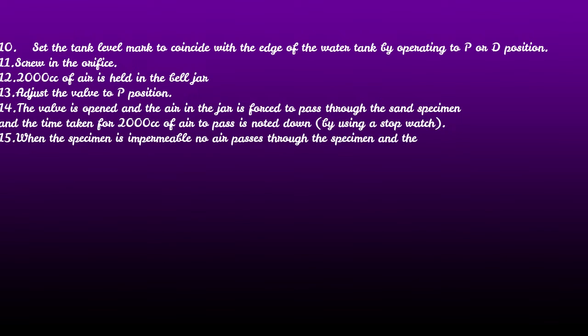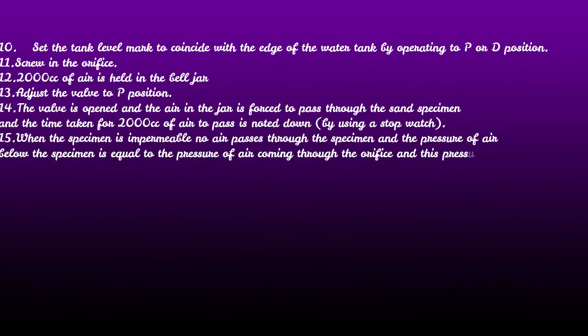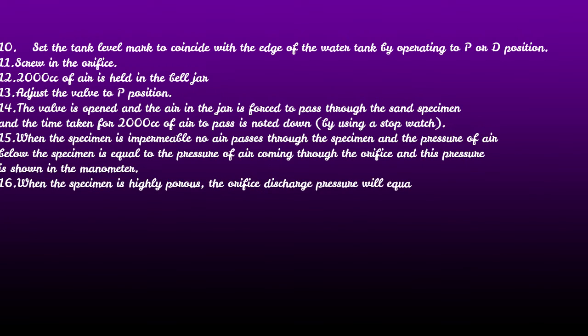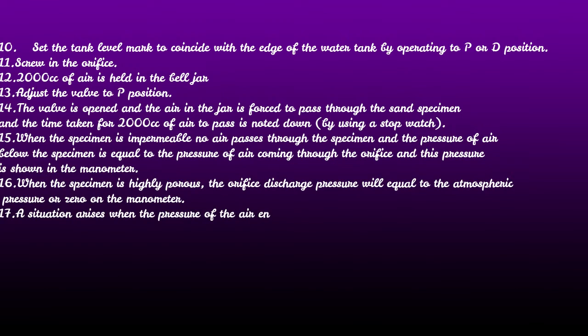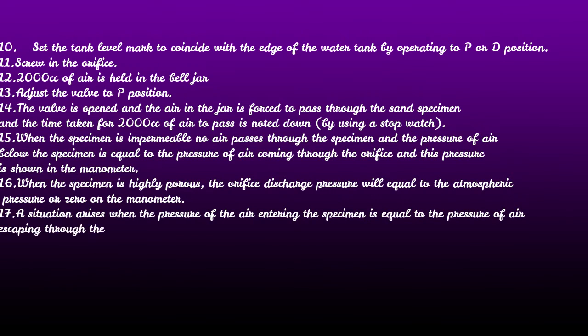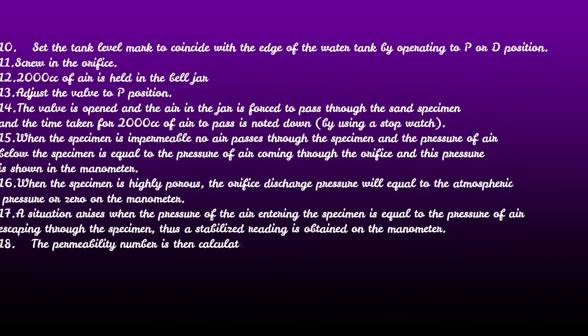15. When the specimen is impermeable, no air passes through the specimen and the pressure of air below the specimen is equal to the pressure of air coming through the orifice, and this pressure is shown in the manometer. 16. When the specimen is highly porous, the orifice discharge pressure will be equal to the atmospheric pressure, or 0 on the manometer. 17. When the pressure of air entering the specimen is equal to the pressure of air escaping through the specimen, a stable reading is obtained on the manometer.